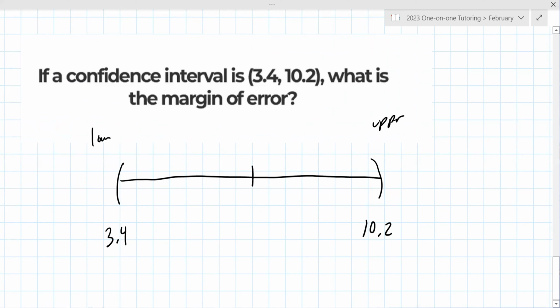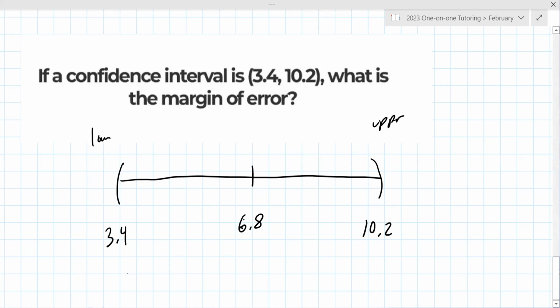And then you want to find the midpoint, the average of the two. So you can add it up, divide by 2. Will you tell me the midpoint between these? So you add them together and then divide by 2. Yeah, you're just finding the average. 6.8. Okay, so that's the place right in the middle.